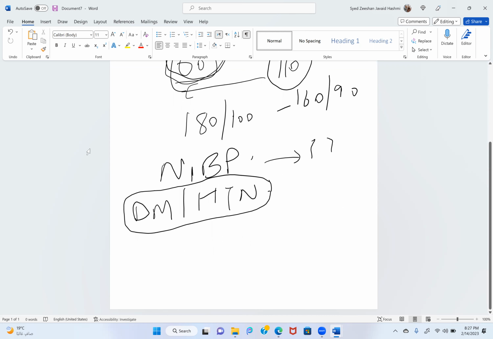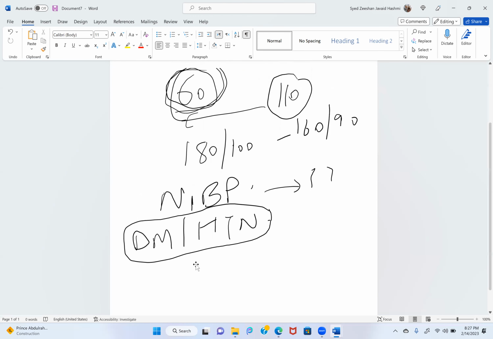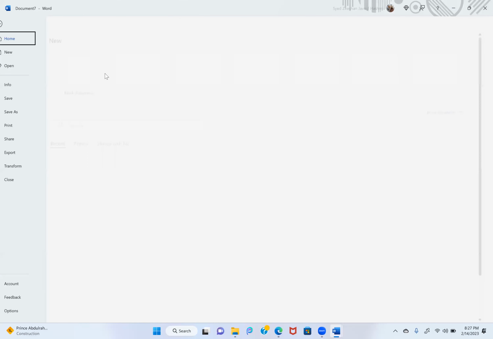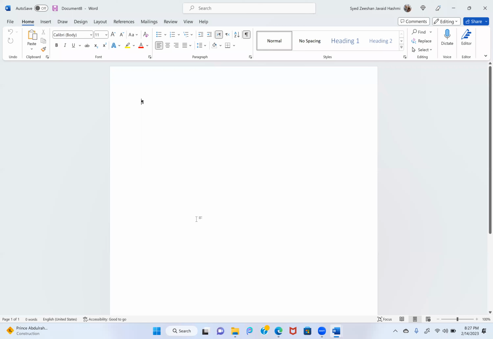Can anyone tell me what is the way to indirectly look at the level of activity going on in the brain? Can we indirectly monitor this patient? Any answer, please? Yes, one answer has come. Very good. So the answer is BIS. We can monitor through BIS.